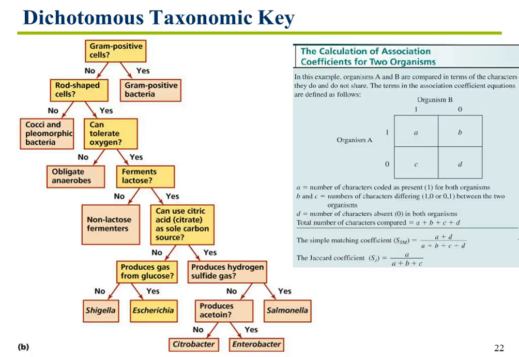Over on the right, you see another way to do taxonomy. This is called numerical taxonomy, where you assign points for each feature of a microorganism, and then you put all the information into a computer, and the computer tells you what organism this organism is most similar to based on a numbering system. We're not going to be using that type of classification. And that is it.